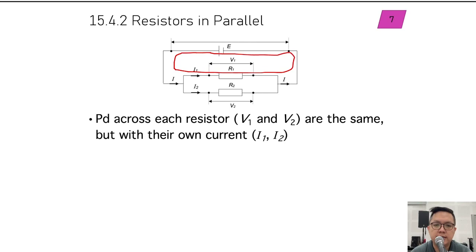So I can say that E is equal to V1. The second loop is like this, the second branch. Second loop is this way. So this will tell you that E is equal to V2. So they both have the same potential difference, and both of them are equal to E.